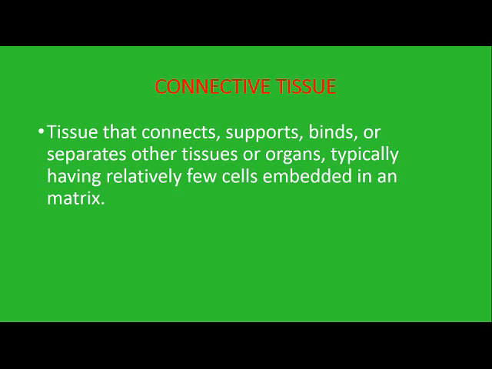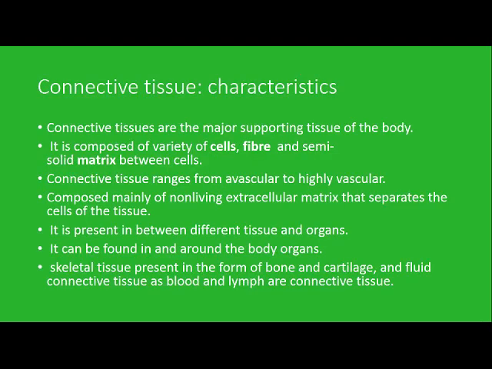Now, what is meant by this matrix? Again, easy to understand. You remember, children, cell, cytoplasm, nucleus, nucleoplasm. Cytoplasm is a jelly-like substance which is present in the cell. In the same way, matrix is also a jelly-like substance in which different connective tissue cells are embedded. Let us understand some of the characteristics of connective tissue. They are supporting tissues and they are made up of a variety of cells, children. They can be made up of fiber. The matrix can sometimes be solid, it can be semi-solid.